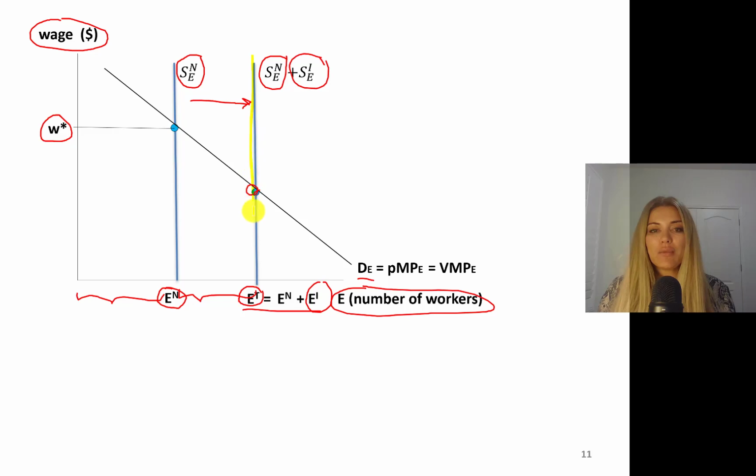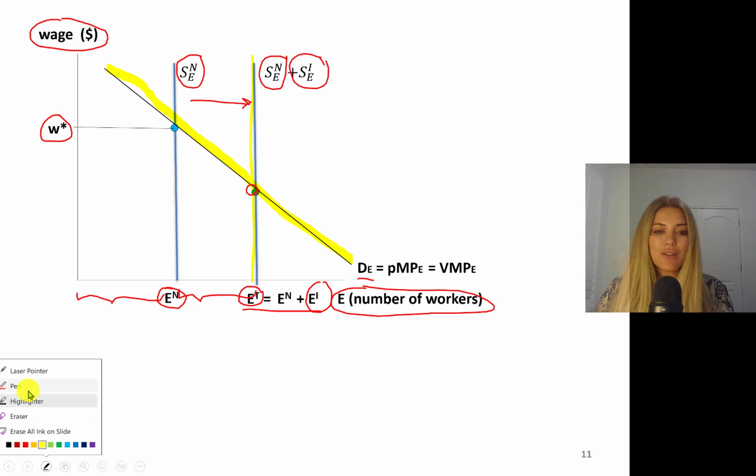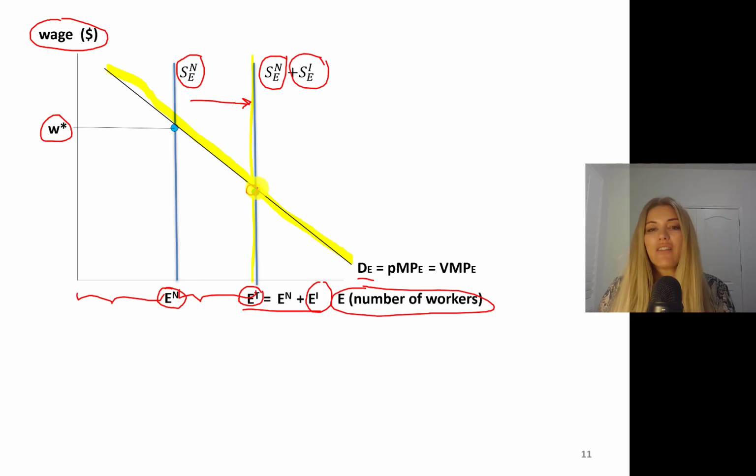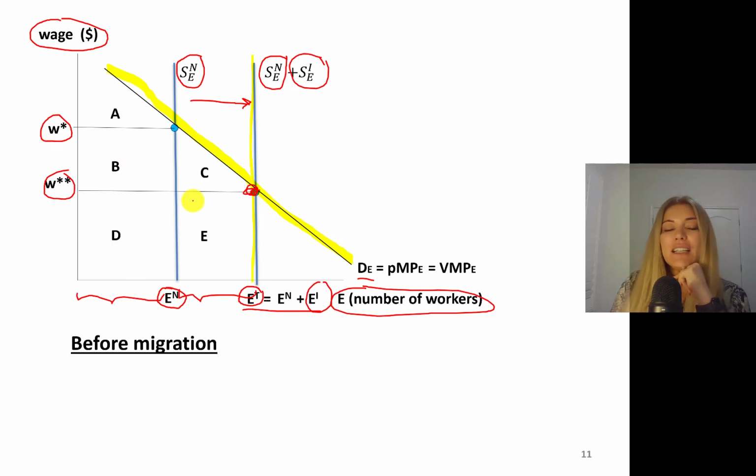So this is the new labor supply curve, native and immigrant supply, perfectly inelastic, perfectly vertical. This is the demand for workers, a downward sloping demand curve. So now you have a new equilibrium point where employment goes up, but wages go down to W double star. So before migration, let's talk about the migration surplus, worker surplus, and firm surplus.